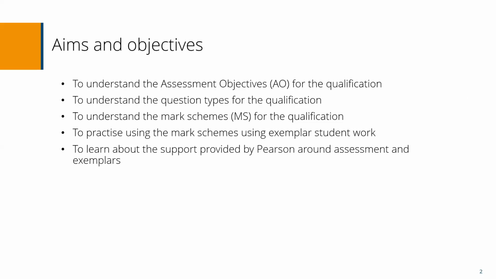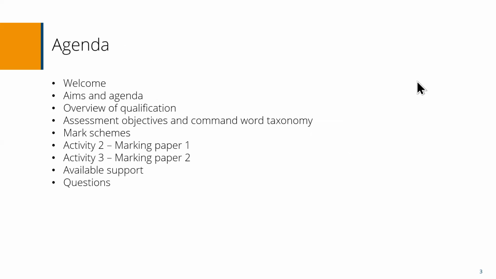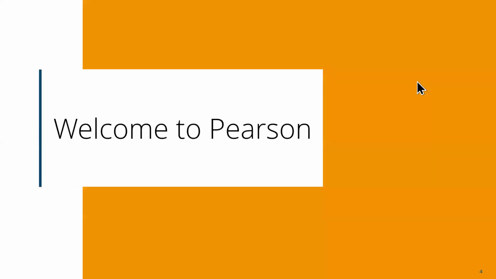Aims and objectives of the qualification today, then look at the question types, then understand mark schemes. You're going to be marking some exemplar student work, which is in your sample questions booklet, and then we'll look at the support briefly. Things will move very fast at the start here because we've got a lot to do, so we're not going to hold about much time.